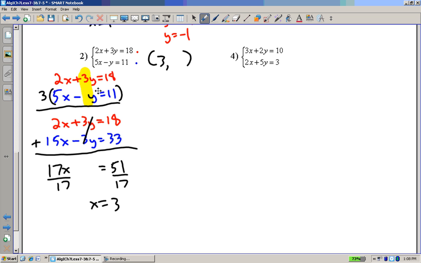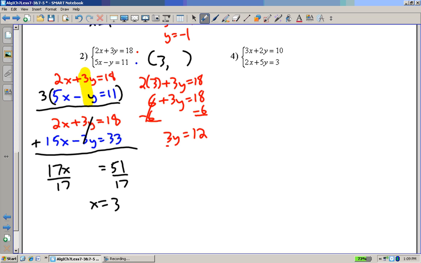It looks like either one's going to be easy enough to work with. Let's try the red one. So plug x into the red equation. 2 times 3 plus 3y equals 18. 2 times 3 is 6. We're going to subtract 6 from both sides. Again, we're solving for y because we already have x. We would like to know what y is. 3y equals 12. We're going to divide by 3. y equals 4. And there we have it.